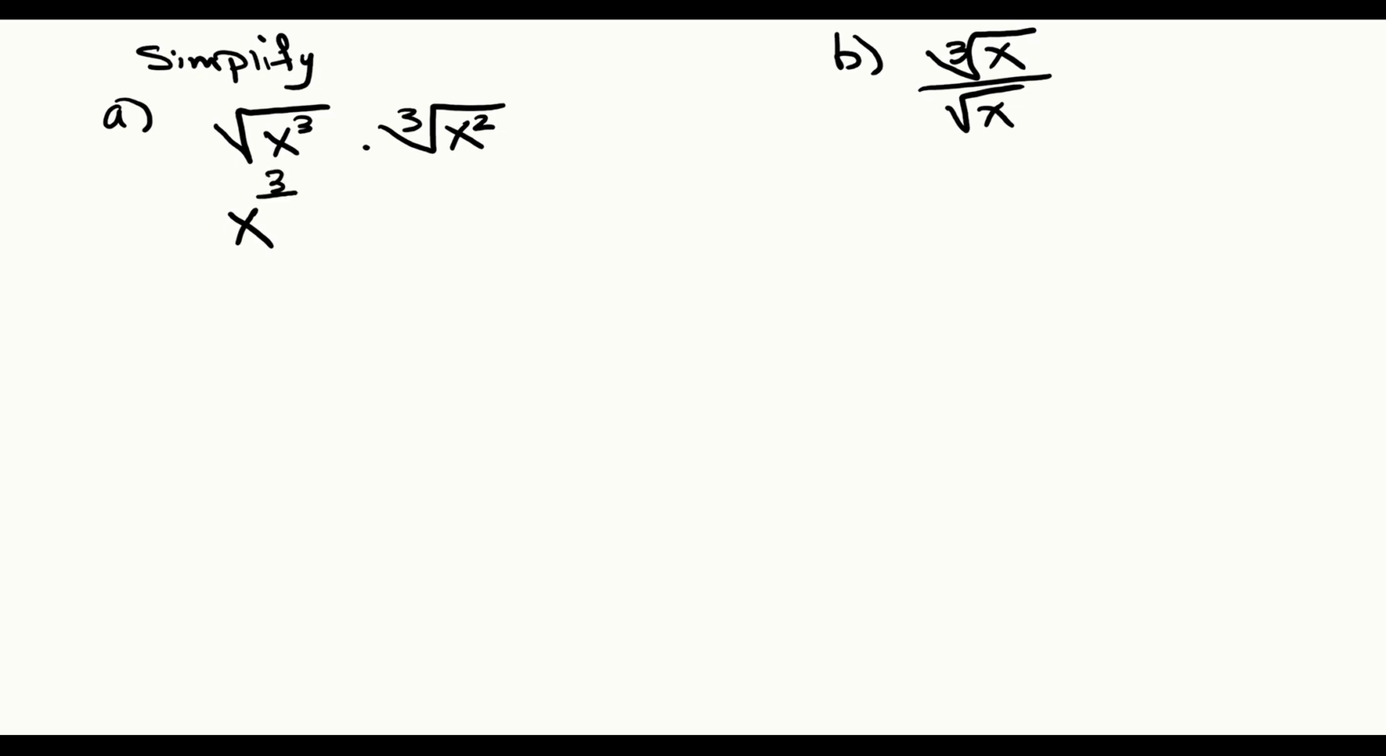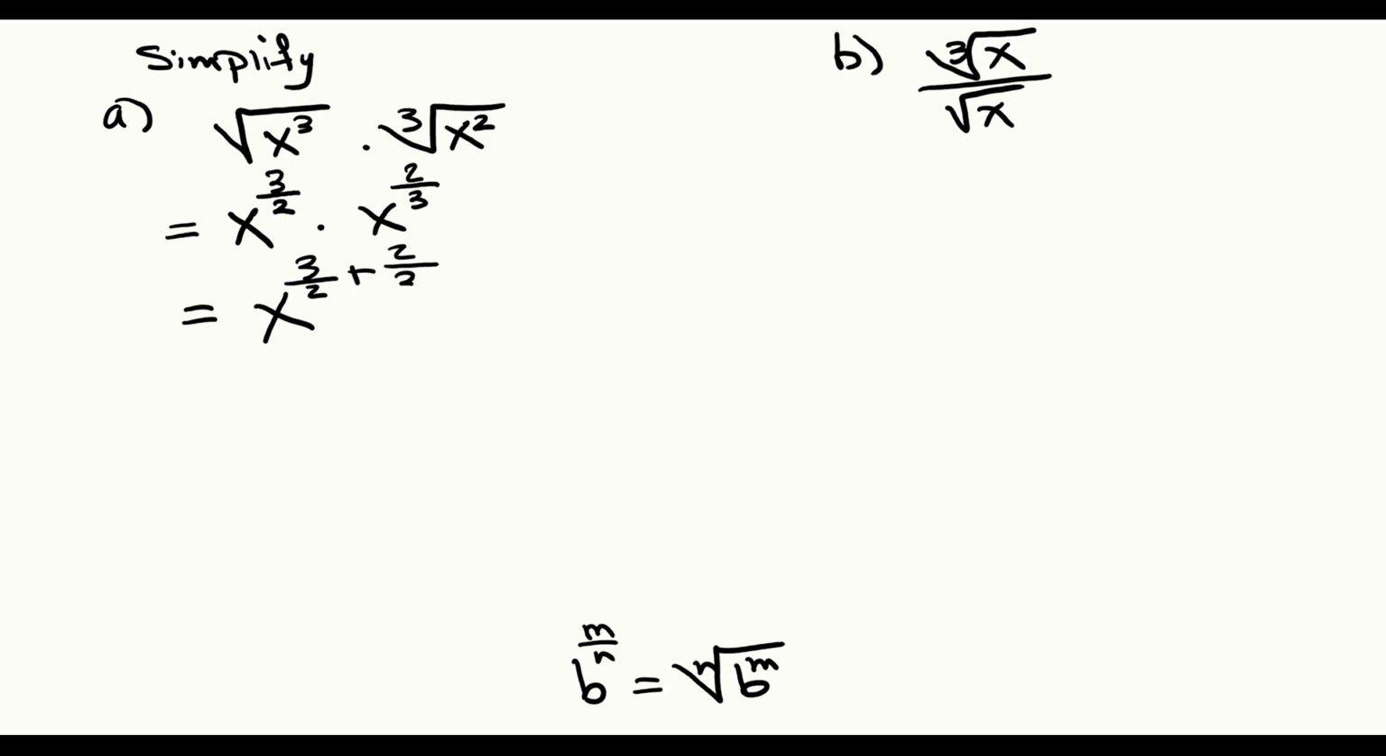So this becomes x to the 3/2, as you know by now. And the next one, remember, becomes x to the 2/3. Again, we're using our basic rule, which is b to the m over n equals the nth root of b to the m, right? So here we can now go ahead and apply the product rule. So we get x to the 3/2 plus 2/3. We're just using the product rule. X to the m times x to the n equals x to the m plus n.